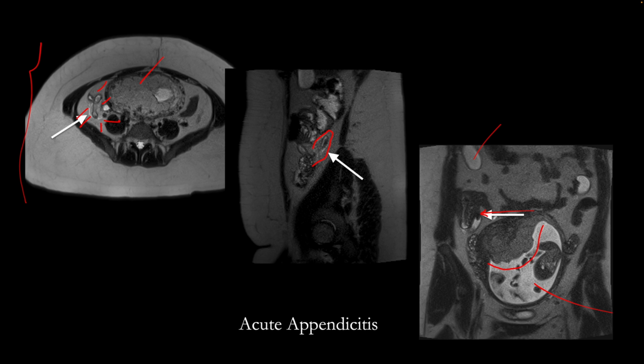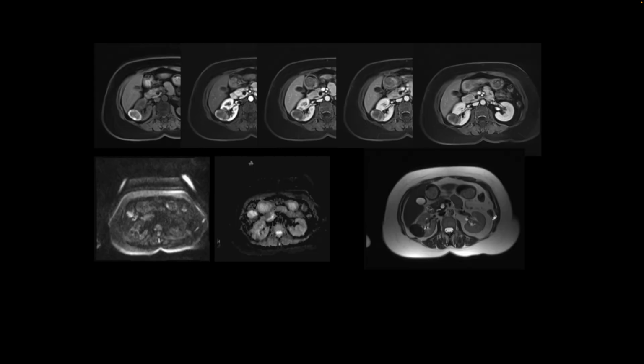And so that's how appendicitis would look in a pregnant patient when they're complaining of abdominal pain and you want to rule out or evaluate them for acute appendicitis. Remember that these scans are performed without IV contrast.